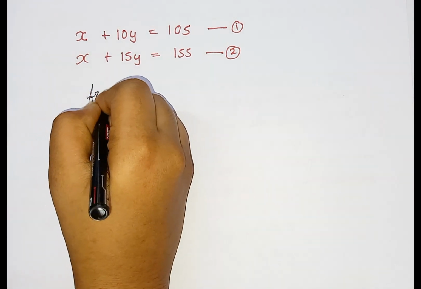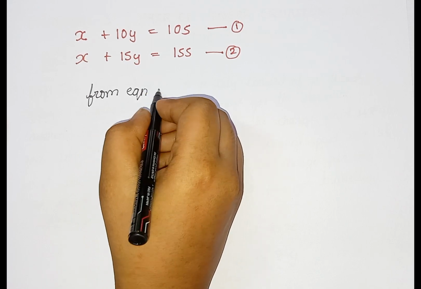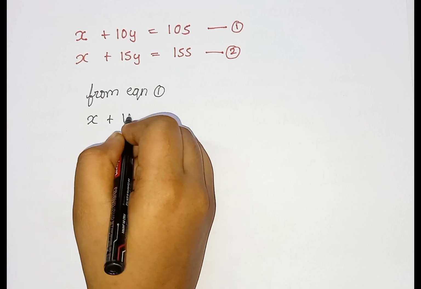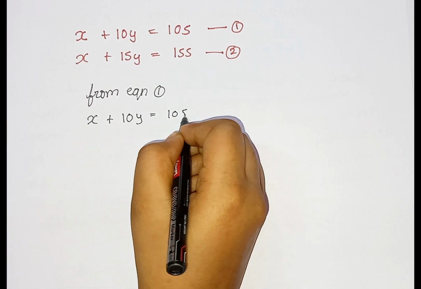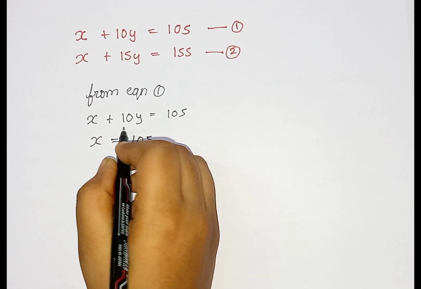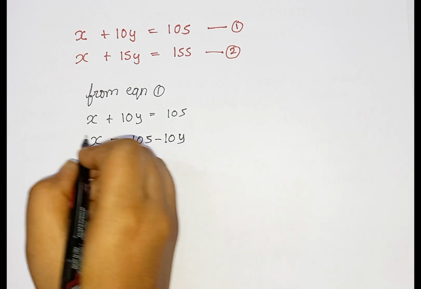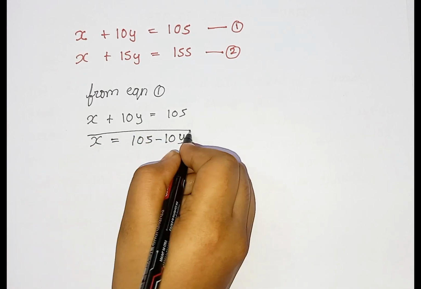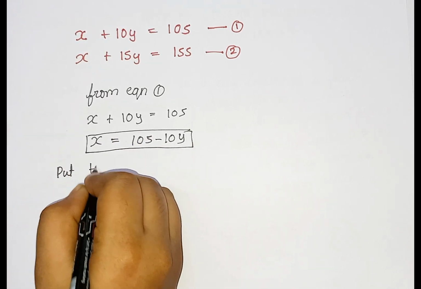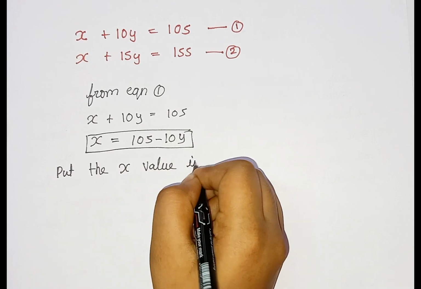For that, let's write from equation number 1. So this is the equation number 1. From here let's write x is equal to 105 minus 10y. Here we have plus 10y, and when it comes to this side, it changes into minus 10y. So now we got the x value. Now put the x value in equation 2.